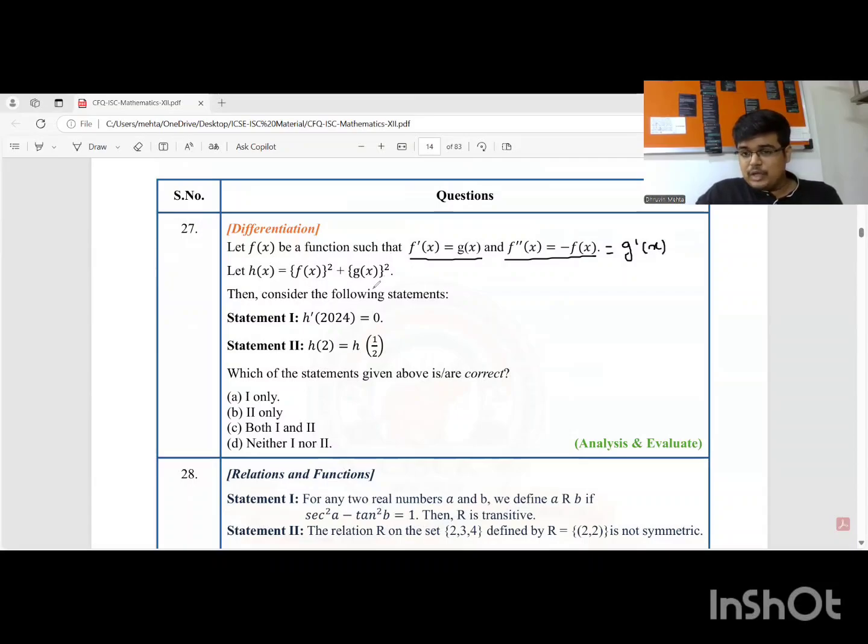Now students, h of x is given to us. We want h dash. If you're worried, what is this 2024 all about? We'll come to this later. Let's first take the derivative. Now students, you might be thinking we have never taken derivative of such functions, but this is not that difficult. I'll give you a reference example so that it becomes easy for you.